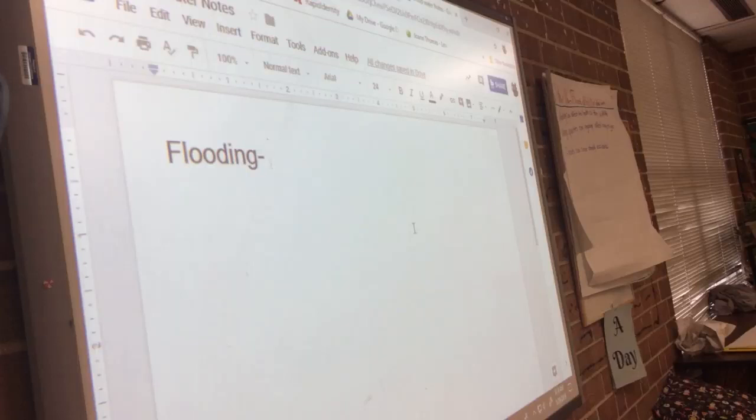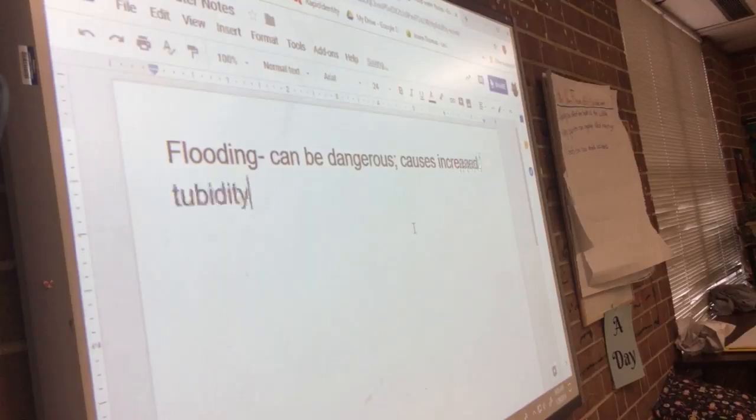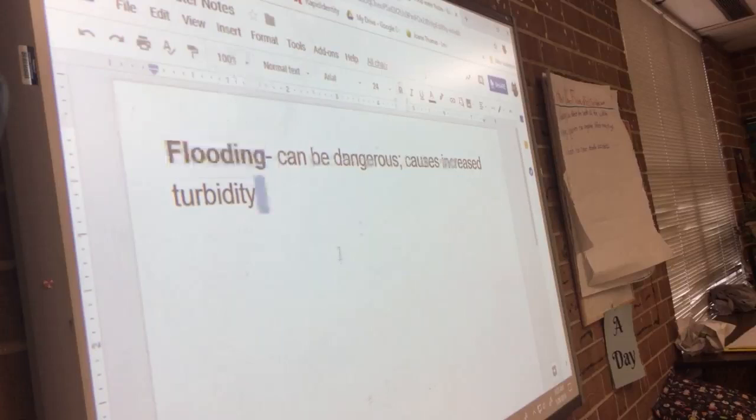So, flooding, we're going to say can be dangerous, but I want to add something to that. Causes increased turbidity. How does it cause increased turbidity? Because like all the trash and stuff that's on the side of the road can get into it and cause things. So trash can get into it, but what else?